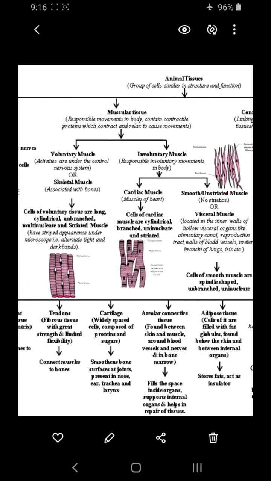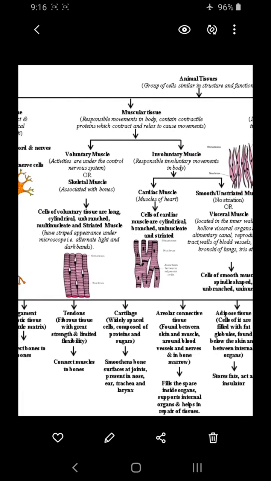Next is the muscle cell. Muscle cells are mainly divided into two categories: voluntary and involuntary. Voluntary muscles function according to our will. Involuntary do not work according to our will. Voluntary muscles are the skeletal muscles which are associated with the bones, and these cells are voluntary and long. These are the striated muscles.